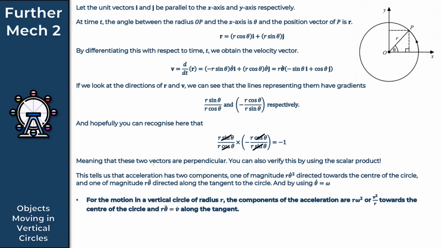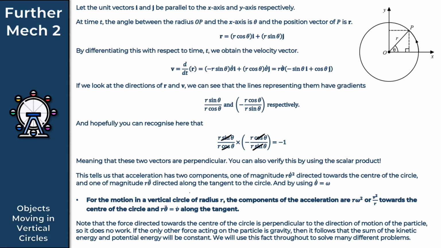To summarize, for the motion in a vertical circle of radius r, the components of the acceleration are either r times omega squared, or alternatively v squared over r, towards the center of the circle. And in that case, we obtain this relationship: r times theta double dot is equal to v dot along the tangent. Finally, note that the force directed towards the center of the circle is perpendicular to the direction of motion of the particle. What that means is it will simply do no work.